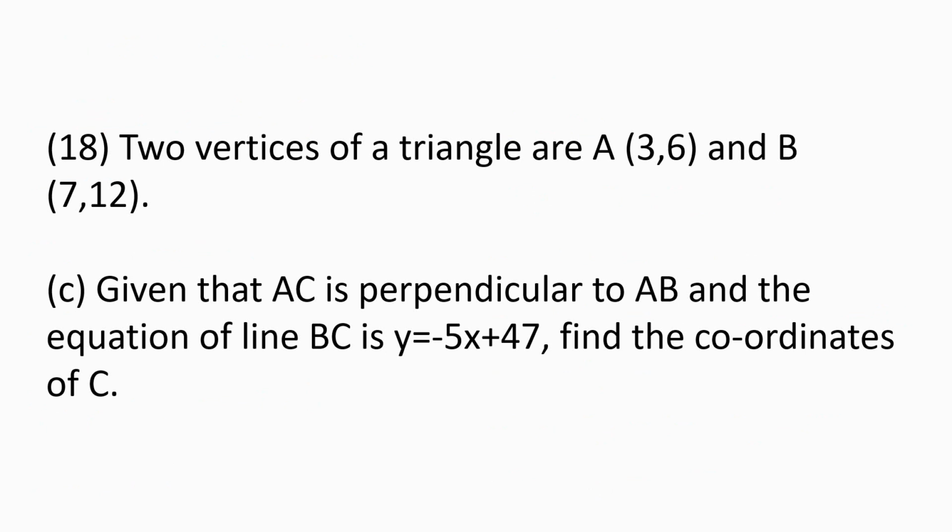Question 18 part C. Given that AC is perpendicular to AB and the equation of line BC is y equals -5x plus 47, find the coordinates of C. So we've been told that AC is perpendicular to AB, and if you can remember in part B, we were tackling a perpendicular bisector. So that means AC is parallel to the perpendicular bisector, and for parallel lines, their gradients are equal. Therefore, the gradient of line AC is equal to the gradient of the perpendicular bisector, which is equal to -2 over 3.